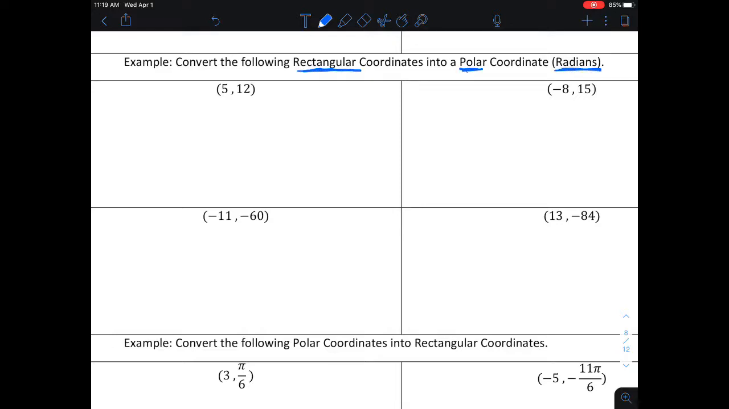Okay, now let's do the same thing where we want to convert our given rectangular point into a polar point, but this time we're going to be in radians. The process itself doesn't really change in terms of me solving for the angle.